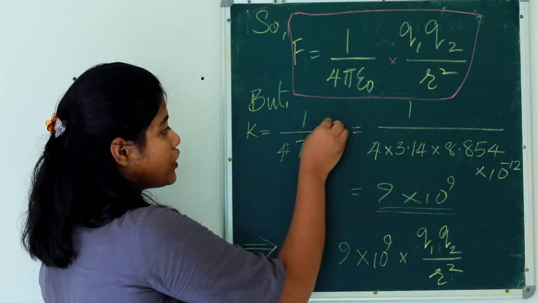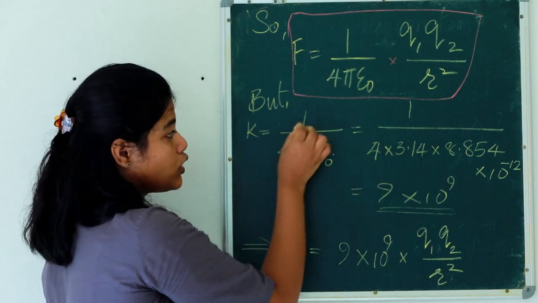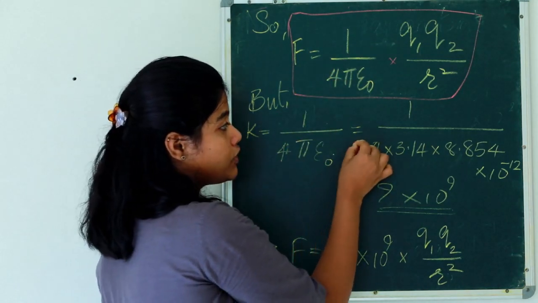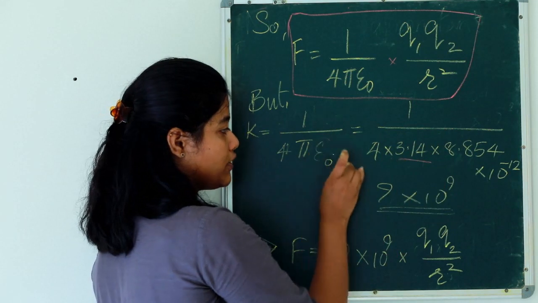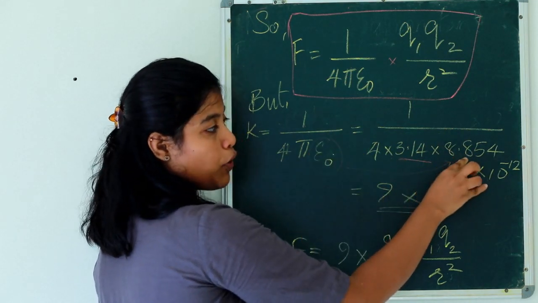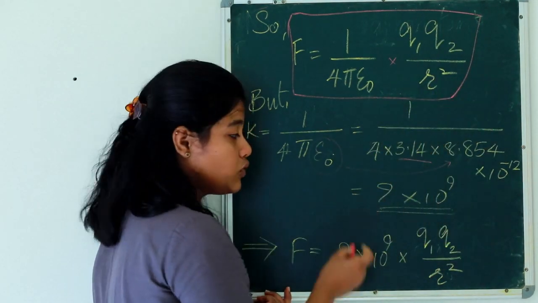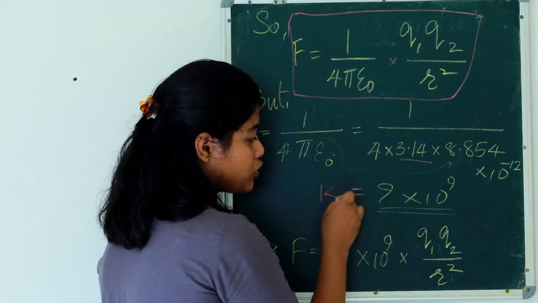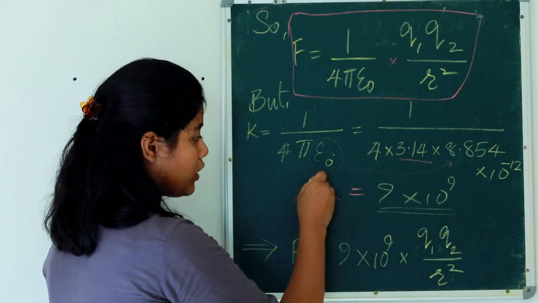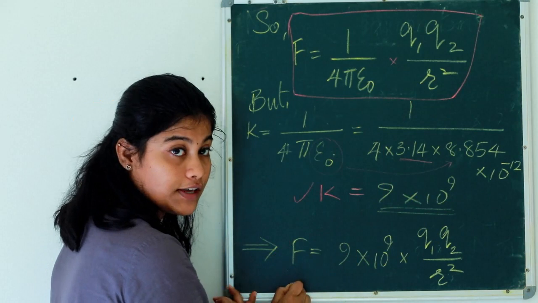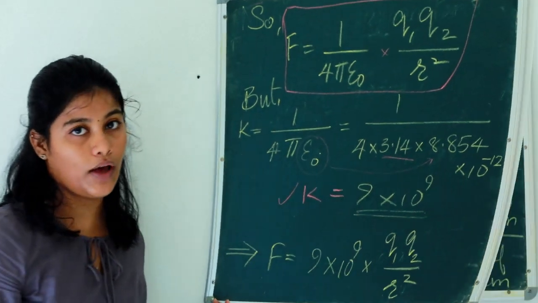So now we are going to introduce the value of 1 by 4 pi epsilon 0 into this equation. So K is equal to 1 by 4 pi epsilon 0, which is equal to 1 divided by 4 into pi, 3.14, into epsilon 0. The value of epsilon 0 is 8.854 into 10 raised to minus 12. So on doing calculations, we obtain the value K is equal to 9 into 10 raised to 9. So now we are going to substitute this value into this equation. So F becomes F is equal to 9 into 10 raised to 9 into Q1 Q2 divided by R square.